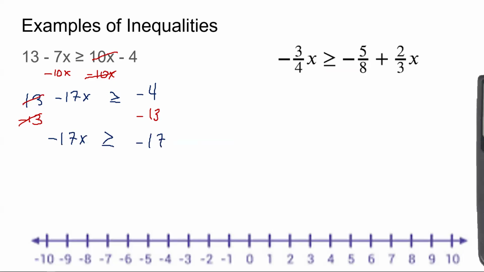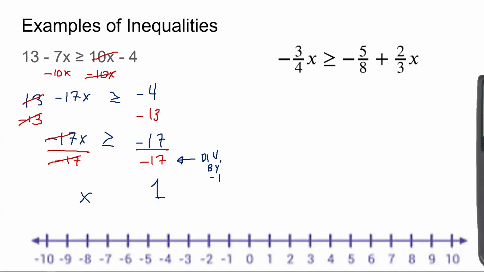Again, I did not multiply or divide by anything, much less a negative number. Right here, however, to get rid of that -17, I need to divide by -17. That's going to cancel. Divide by -17. -17 over -17 is a +1. So I got an x. I got a +1. I did divide by -1.